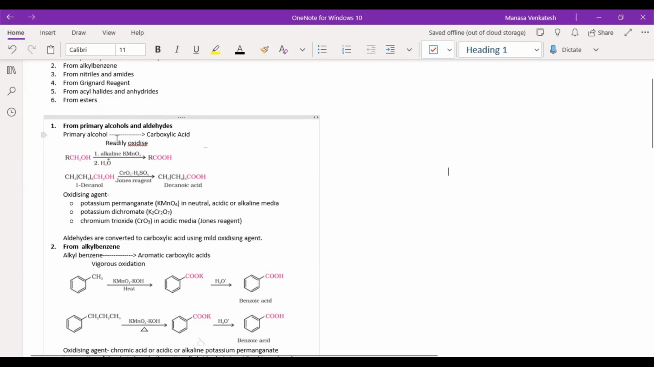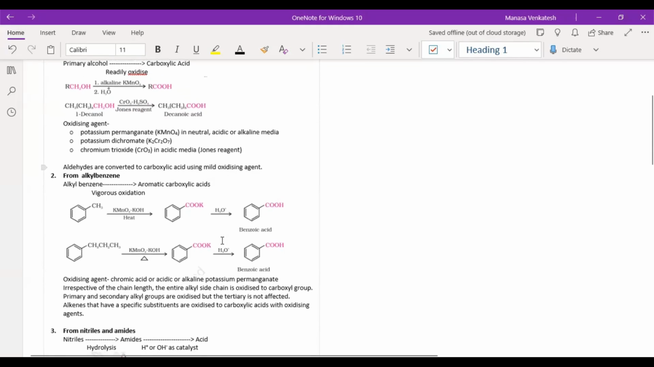So primary alcohols are going to undergo oxidation to give us carboxylic acids. The oxidizing agents which can be used are potassium permanganate in neutral, acidic or alkaline media, potassium dichromate, chromium trioxide in acidic media, which is also called Jones reagent. Now, aldehydes are also converted directly to carboxylic acids using mild oxidizing agents, and that's what we studied when we learned about oxidation reactions of aldehydes and ketones.